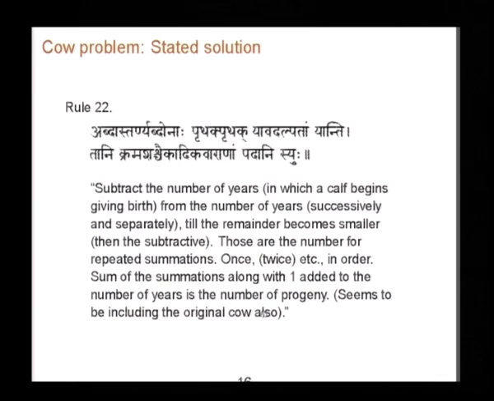It is as if one is supposed to know the problem. Subtract the number of years in which a calf begins giving birth from the number of years successively and separately till the remainder becomes smaller than the subtractive. These are the numbers for repeated summation, one stride, etcetera, in that order. This is first sum, second sum, etcetera. The sum of the summations along with one added to the number of years is the number of progeny. So this is the solution he is giving.